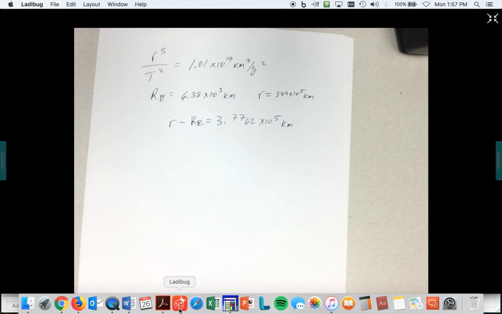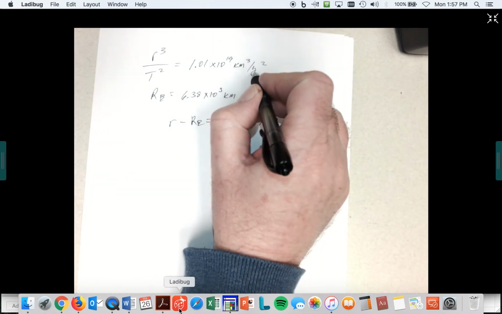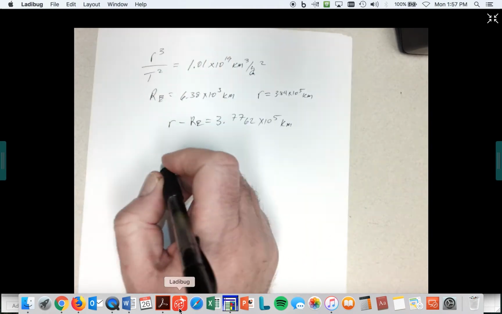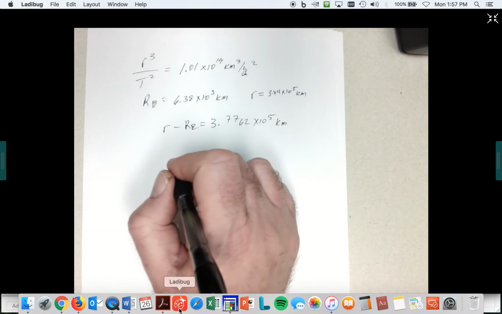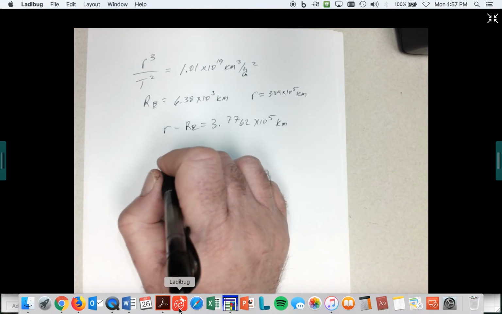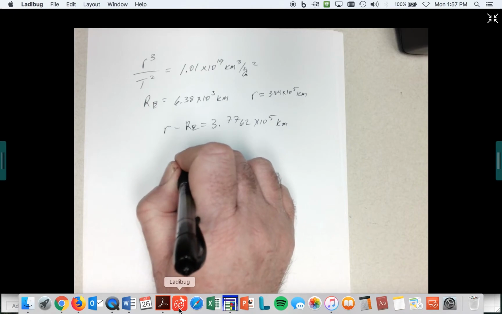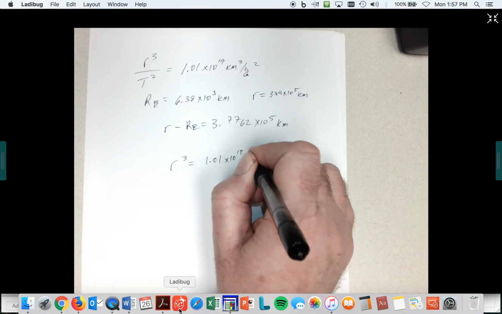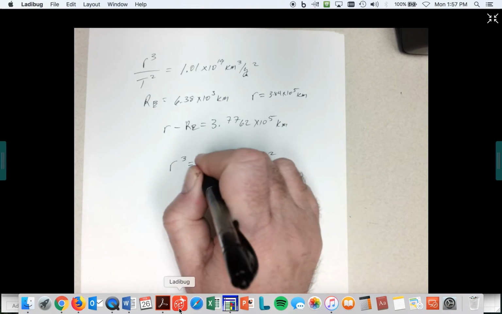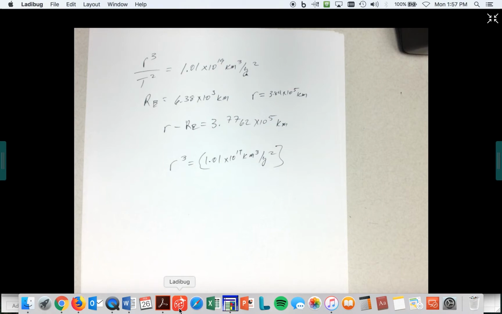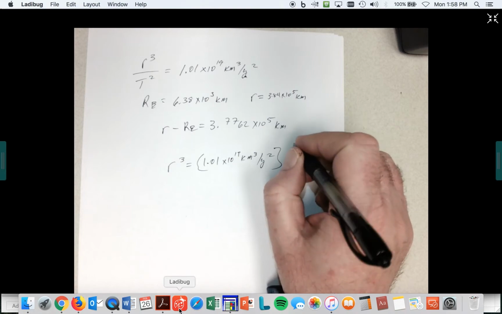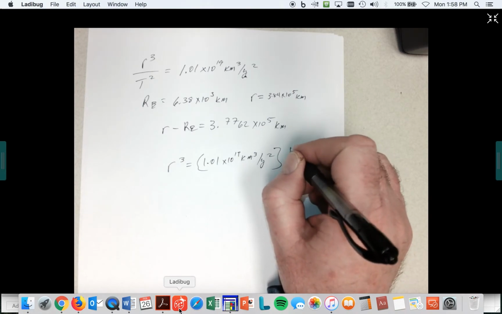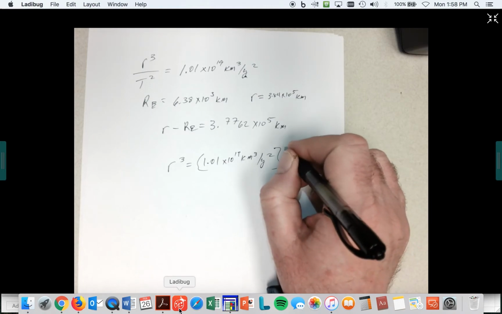All right, but now let's just go ahead and solve for this, but this time we're going to make the year. What is my year here? So I take r to the third, so I'm going to solve for r. r cubed is equal to this constant k, which is 1.01 times 10 to the 19 kilograms cubed per year squared times t squared. Well, what's my period in terms of a year? My period in terms of a year is going to be 1 over 365 days in a year squared.